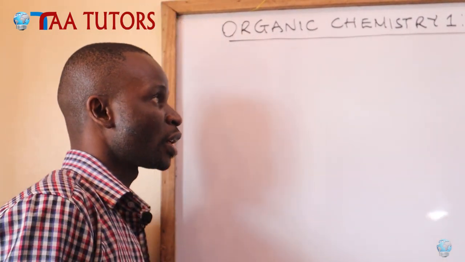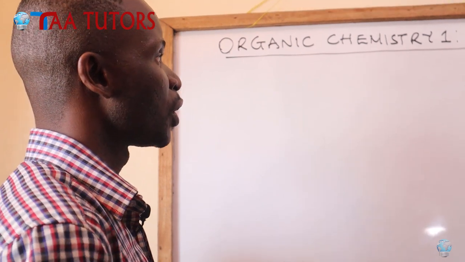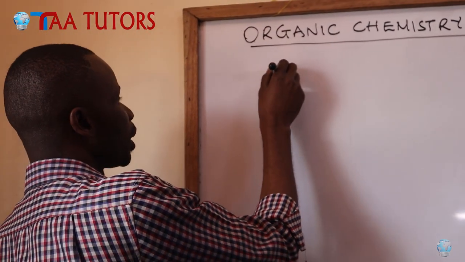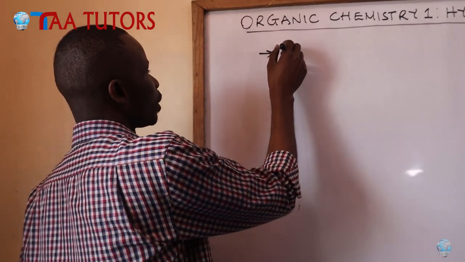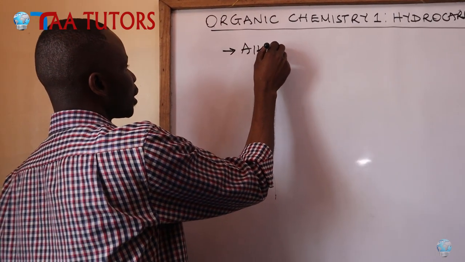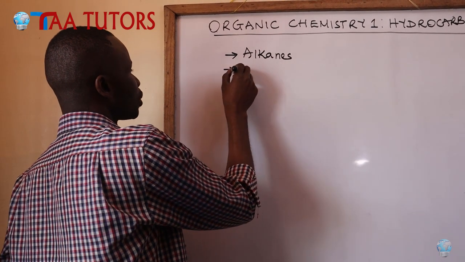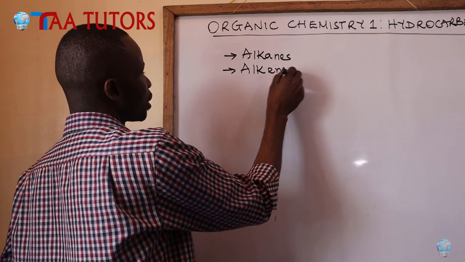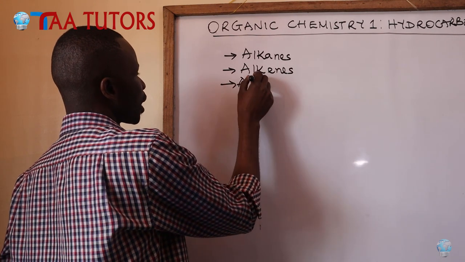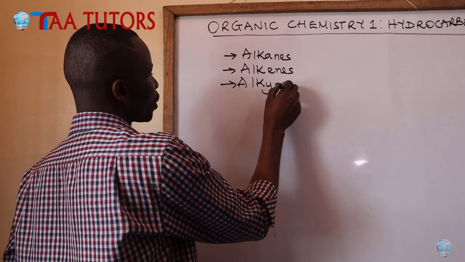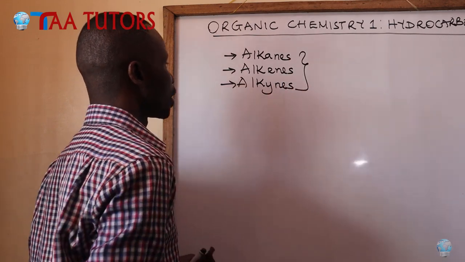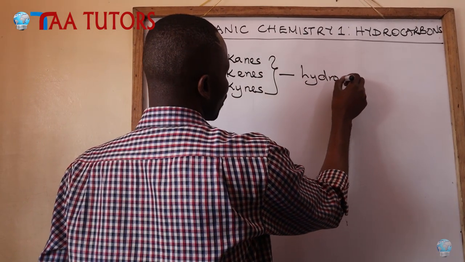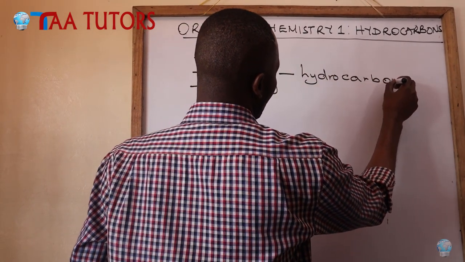I want you to understand that based on those chemical families, or what we call homologous series, I want to identify three homologous series. Number one will be alkanes, number two, alkenes, number three, alkynes. These three homologous series are all referred to as hydrocarbons.